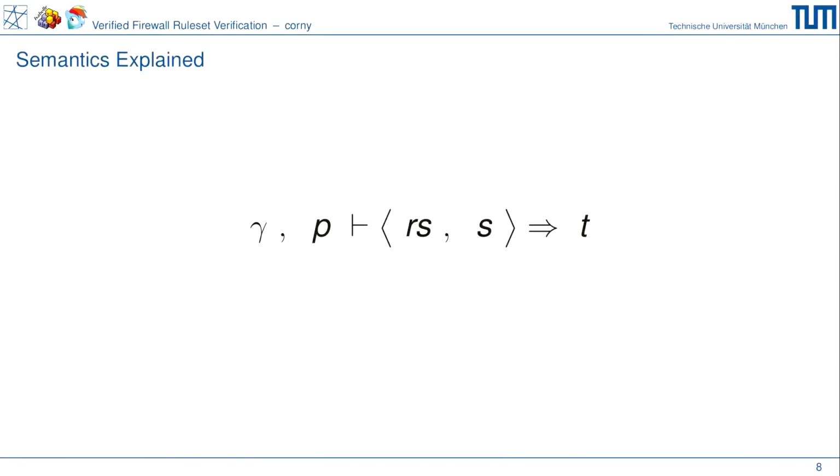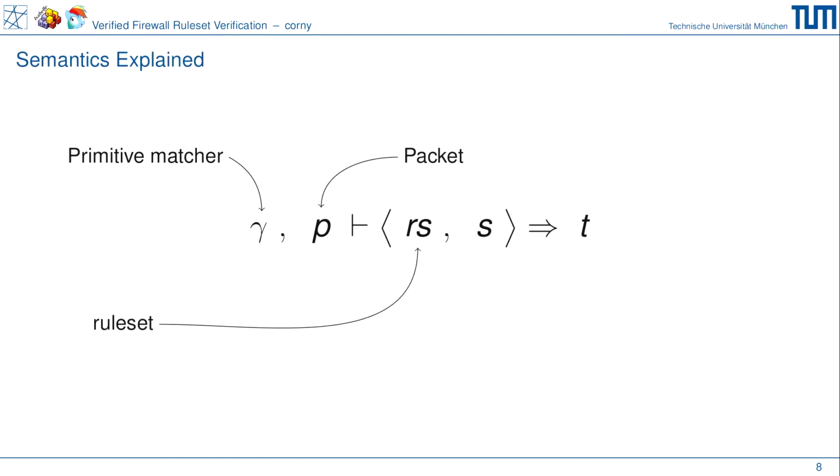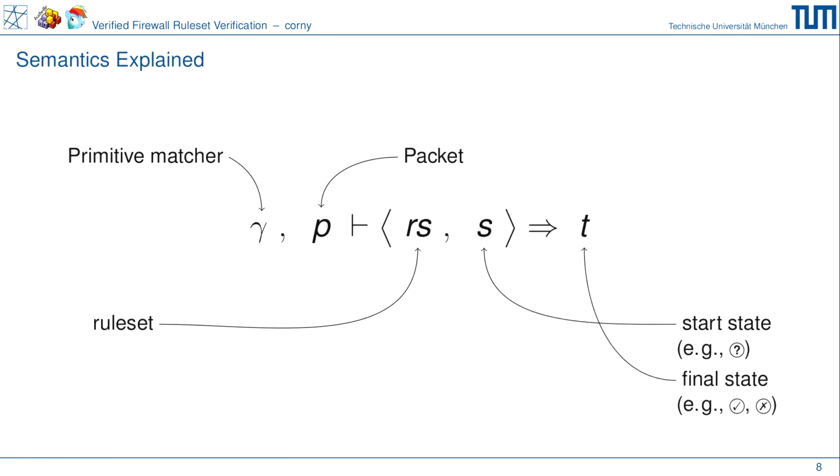Everything we have there looks the following. Maybe we can recognize something. P should be the packet the firewall is examining. There we have the gamma again, our primitive matcher, which has encoded all the features iptables can match on. Then at this position, we have the rule set. The rule set is just a list of rules the firewall is currently examining. S should be the start state. The firewall starts looking at the packet. Usually the firewall in the beginning is undecided about what to do with the packet. And there at the end we have the final state. So in the end the firewall usually makes a decision either to accept or to drop a packet.